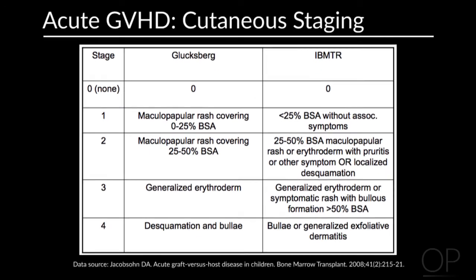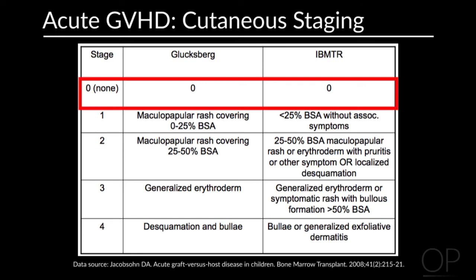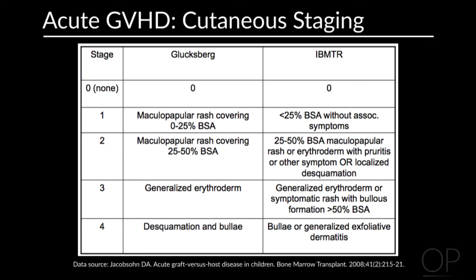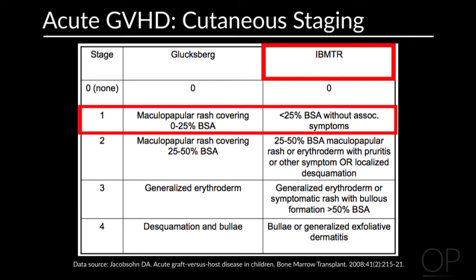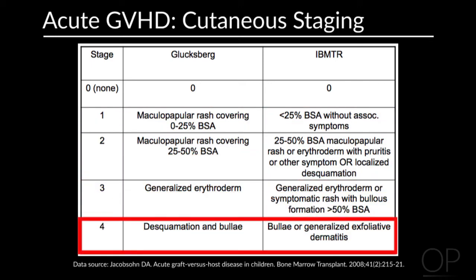Acute graft-versus-host disease is staged based on the amount of skin surface involvement and the type of involvement. Stage 0 is no evidence of graft-versus-host disease. Stage 1 in the two most commonly used scoring systems, the Glucksberg scoring system and the IBMTR, or the International Blood and Marrow Transplant Registry, involves less than 25% of the body's surface area with any of the findings of GVHD. This increases to stage 4, where you end up having a desquamation, in general, and from the IBMTR staging, the bullae with generalized exfoliative dermatitis.